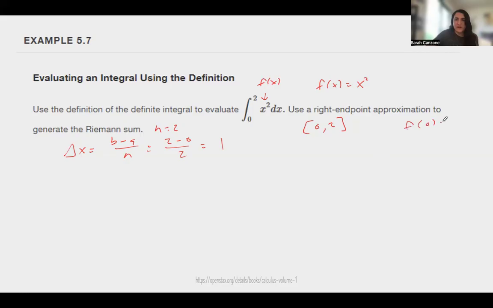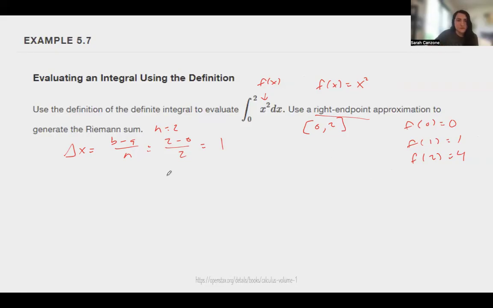So we'll start at 0. f of 0 is going to be 0, f of 1 is going to be 1, and f of 2 is going to be 4, just by plugging those values into x squared. Now that we have that, we can use right endpoint approximation to generate the Riemann sum. So the Riemann sum is just the area under the curve.